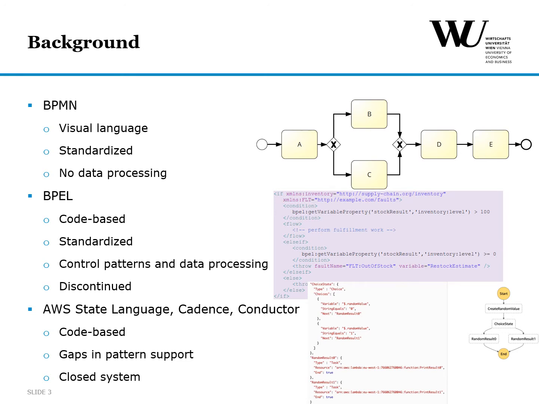Finally, there are the emerging process modeling languages such as AWS State Language, Uber Cadence, and Netflix Conductor. They are also code-based and some of them lack visual editors. They have significant gaps in pattern support and some of them are running under the assumption of a closed ecosystem.